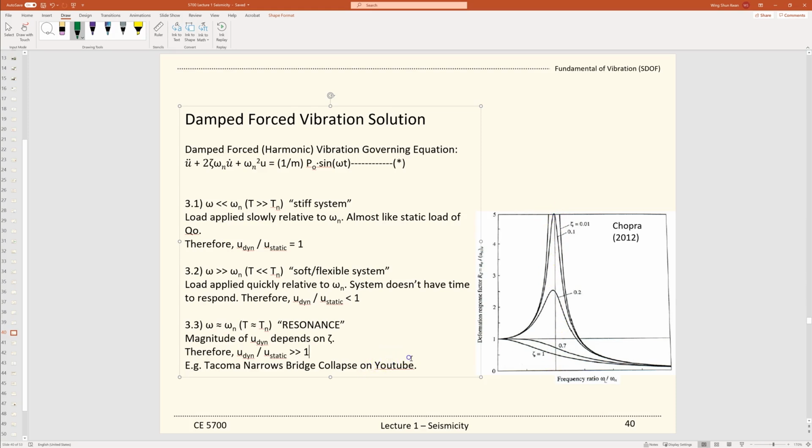I will also upload some YouTube clips on Canvas, so you can see some simple experiments where engineers demonstrate the effect of frequencies.